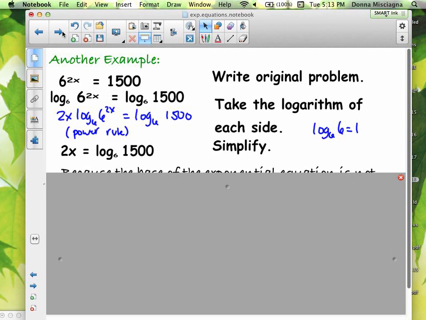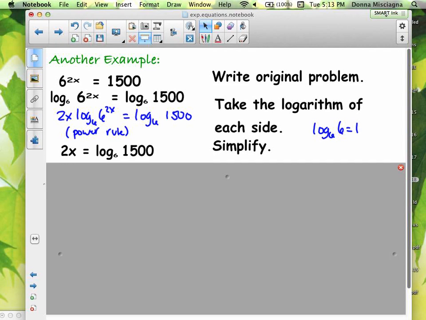Here's the next one. We have 6 to the 2x equals 1500. I can't write 6 to equal 1500, even if you weren't sure of the powers of 6. If you multiply 6 by 6, you're going to get a number that ends in a 6, like 6 squared is 36, and 6 cubed is 216. It's never going to end in a 0. So you're not going to be able to write these so they have the same base.